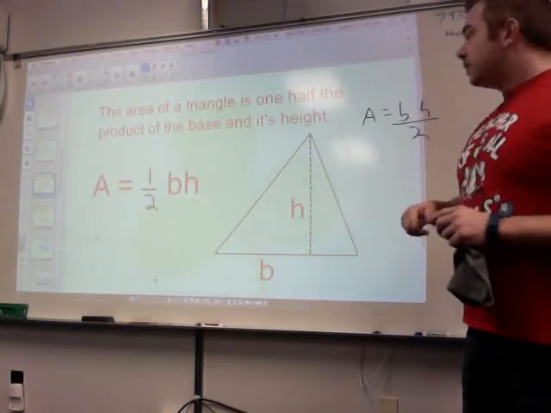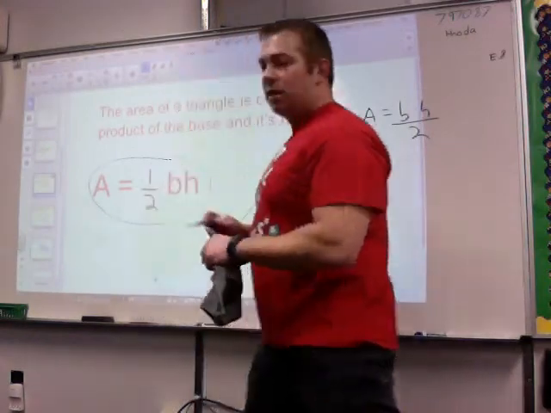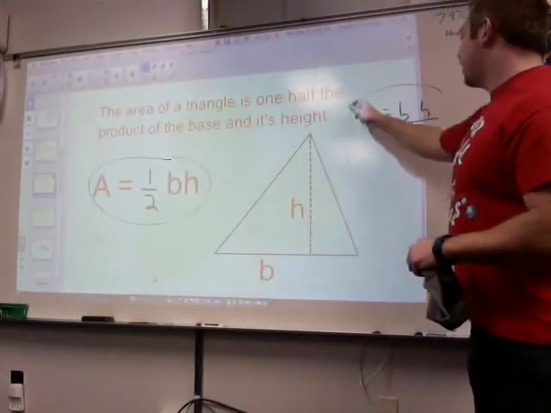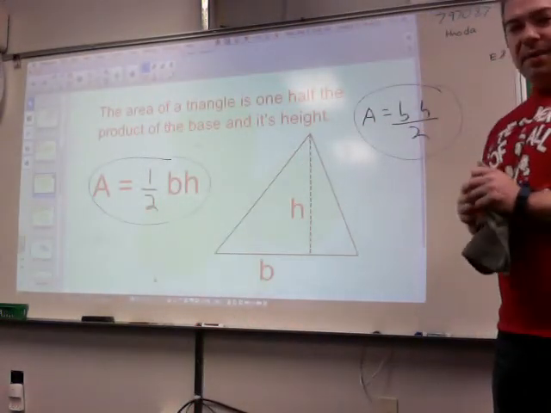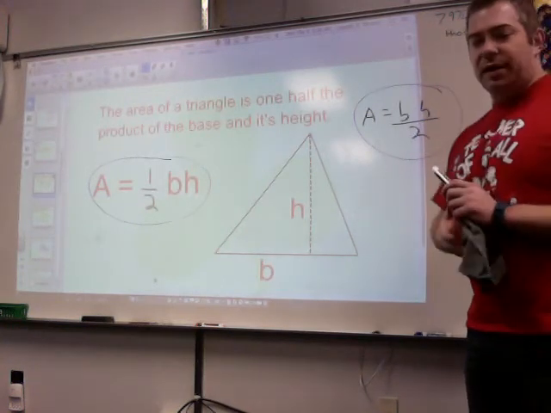All right. Thank you. So, there's two ways to look at this formula. Here's the first way, and here is the second. Keep that in mind as we go throughout the lesson. It's either half the base times height or base times height divided by 2.